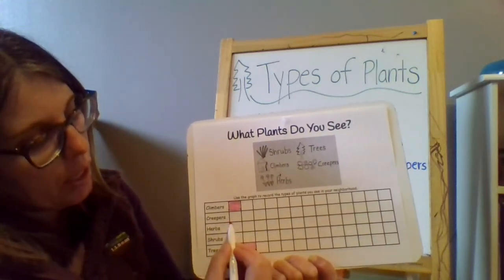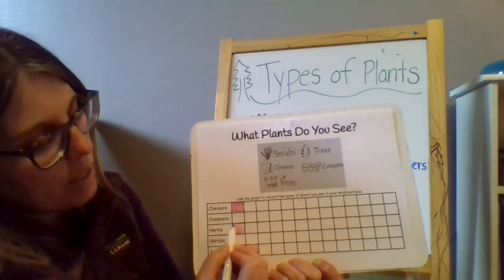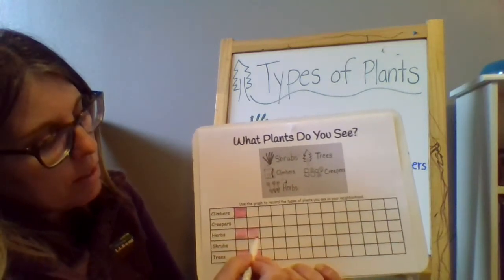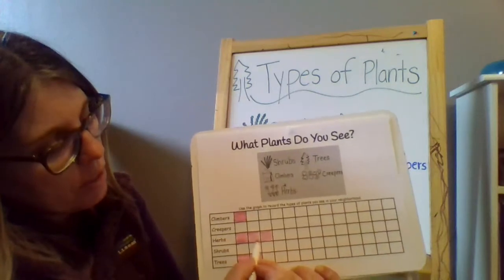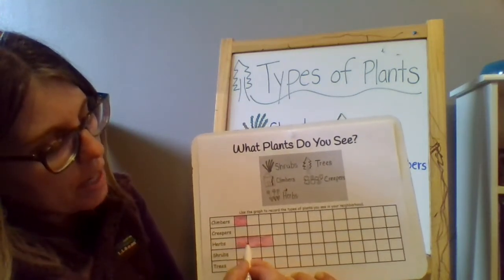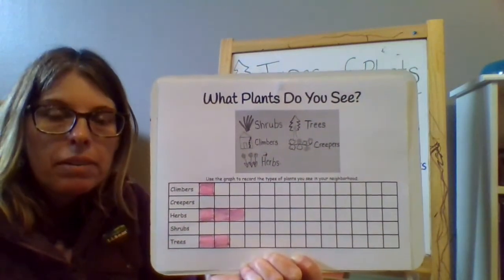If you see an herb, color in a box here. Okay, does this make sense to you? And if you see another herb, color in another box. And if you see another, color in another box. Okay, so you're going to take a walk and just kind of classify, categorize the plants in your yard or the plants in your neighborhood.